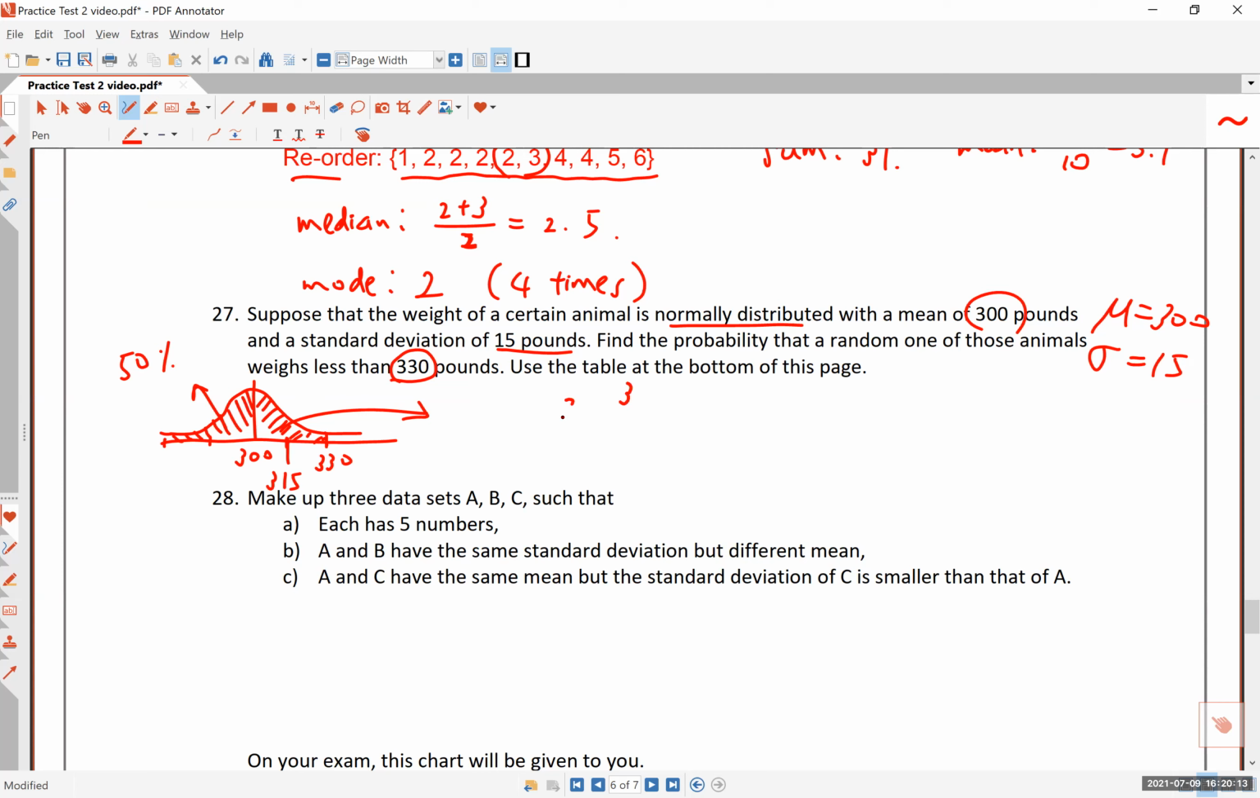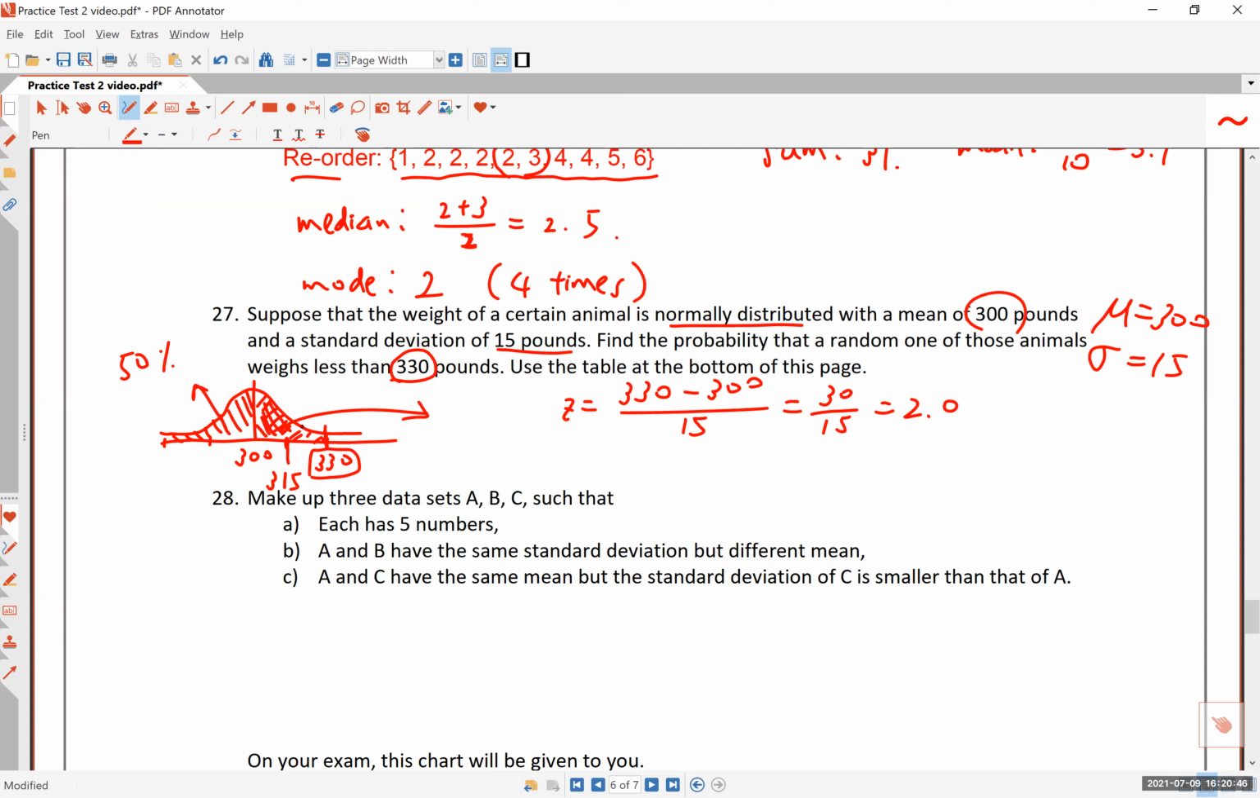Now, if you have to find the z-score, which is pretty obvious in this case, you can do so. 330 minus 300, all divided by the standard deviation. And that's, of course, 30 divided by 15, that's 2 or 2.0. But I kind of knew this because I started to make these tick marks, right? 15 above 300 and 30 above 300. So this value of 330 pounds happens to have the z-score of 2.0.